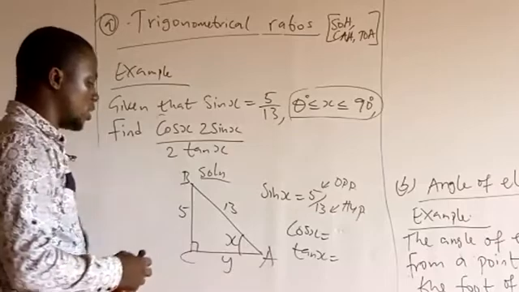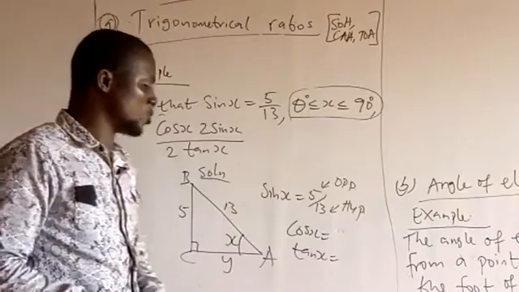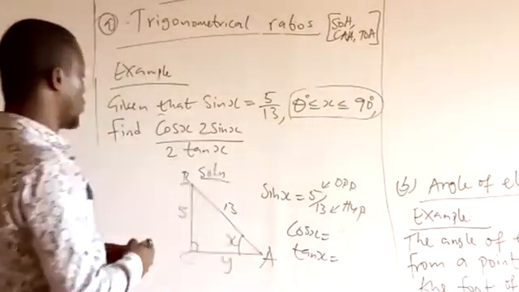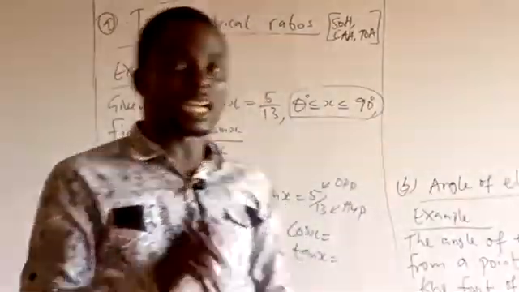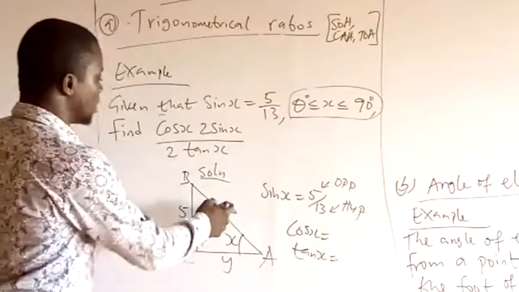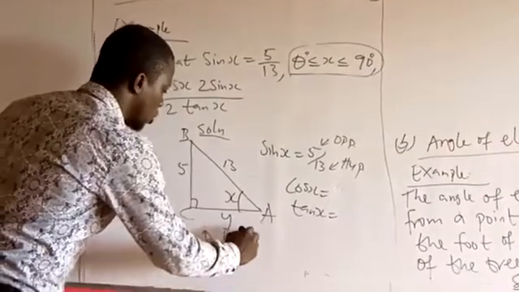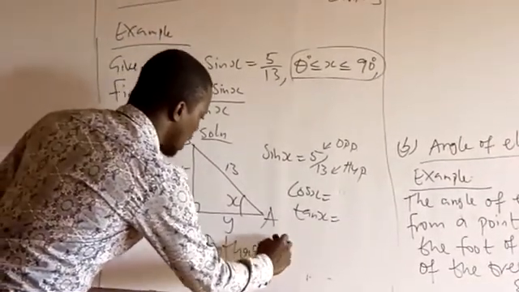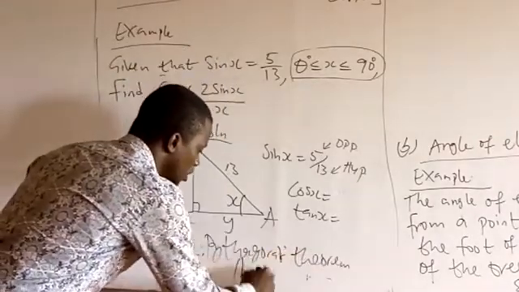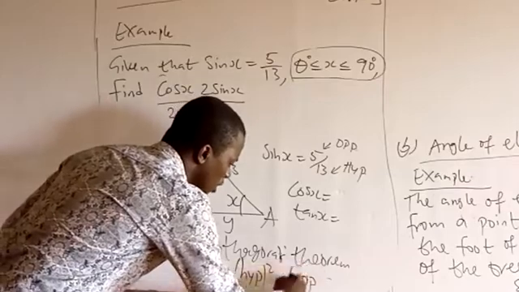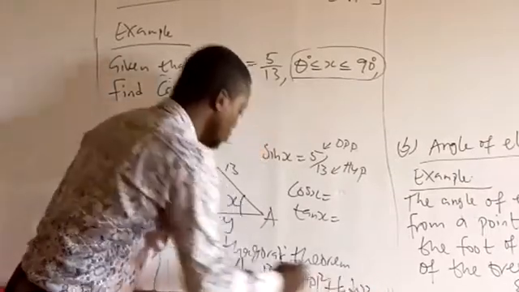If you are given two sides of a right angle triangle, for you to find the third side, use Pythagoras theorem. We are used to that formula. The square of the hypotenuse equals the sum of the squares of the opposite plus the adjacent. That is Pythagoras theorem. So using Pythagoras theorem, which states that hypotenuse square equals opposite square plus adjacent square.